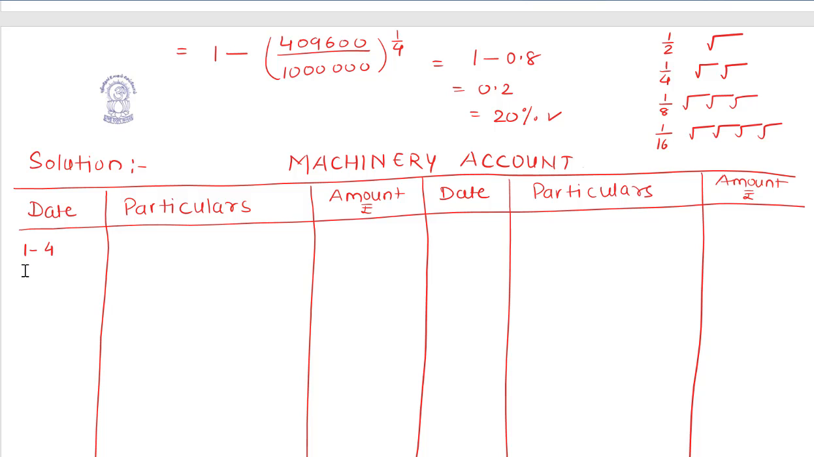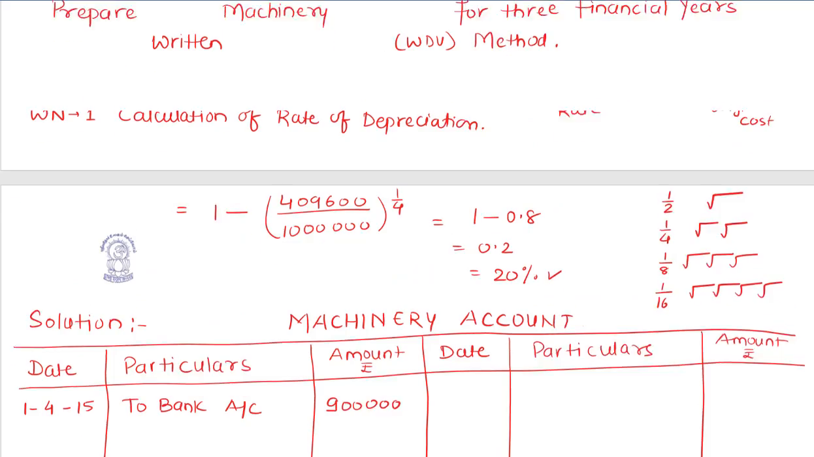On 1st of April 2015, we have purchased a machine. To bank, we have purchased 10 machines and the total value is 9 lakhs.